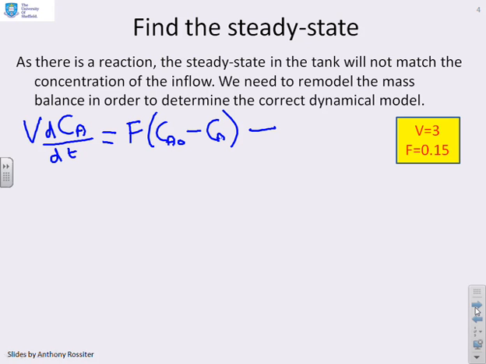But A is also being consumed, and you remember what the units of Ra are, so we've got Ra, we have to multiply by the volume in the tank. So that's our balance in terms of component A.